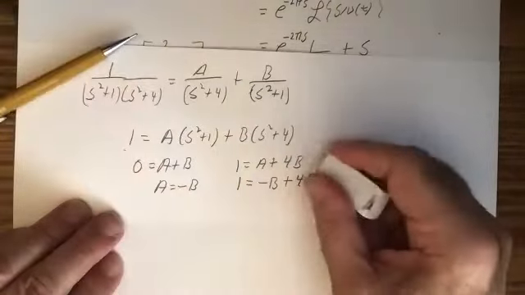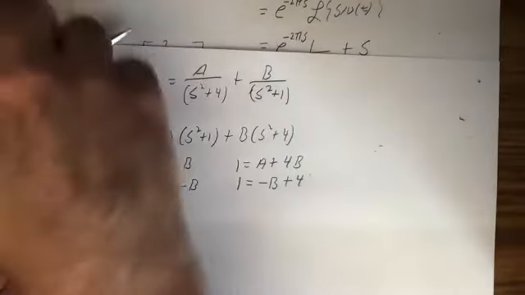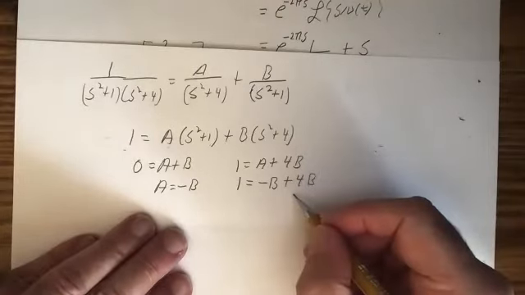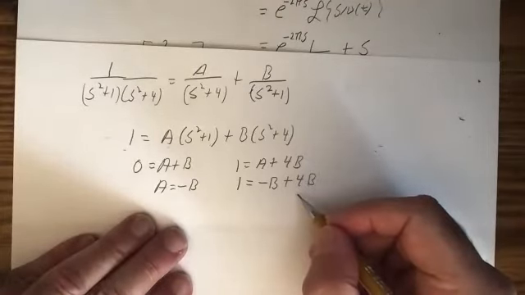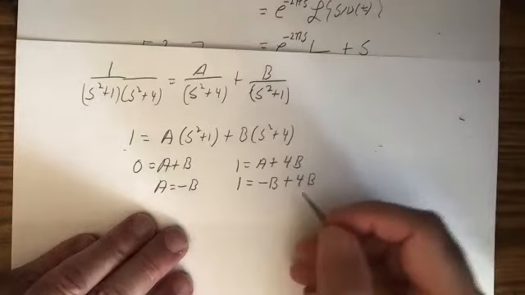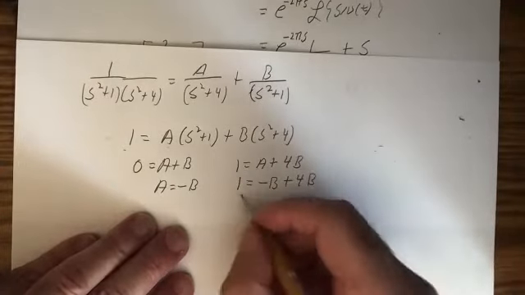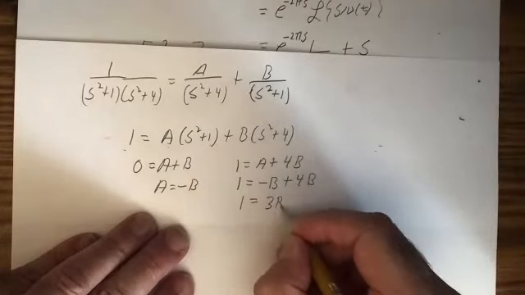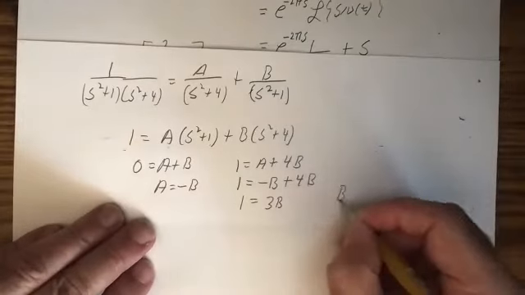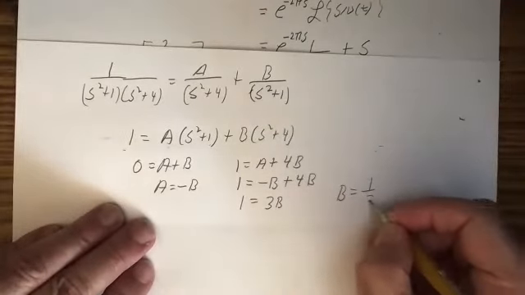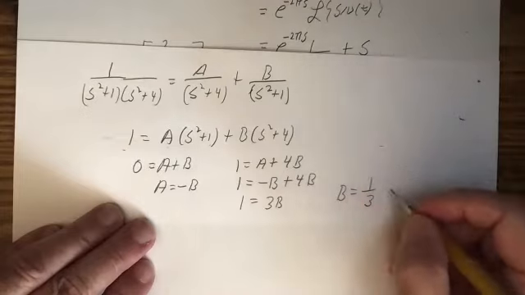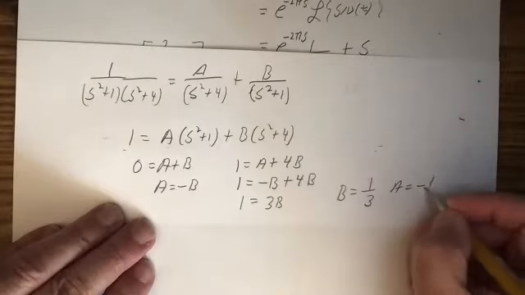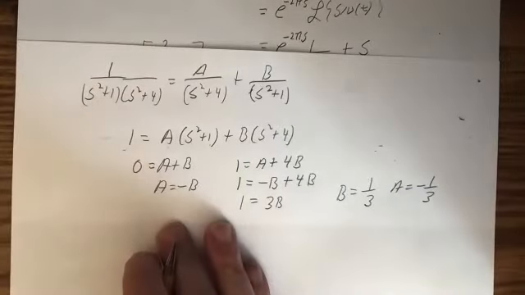There's more than one way of doing this. So this is 3B, which is 1. B is equal to 1/3, right? And A is equal to minus 1/3. A's got to be minus 1/3. Okay.